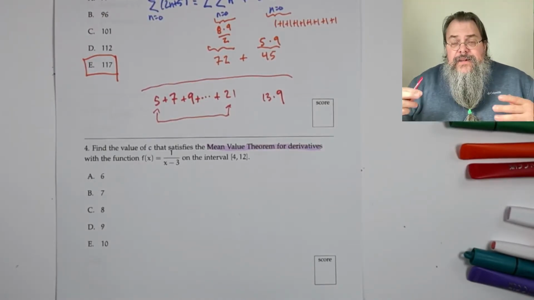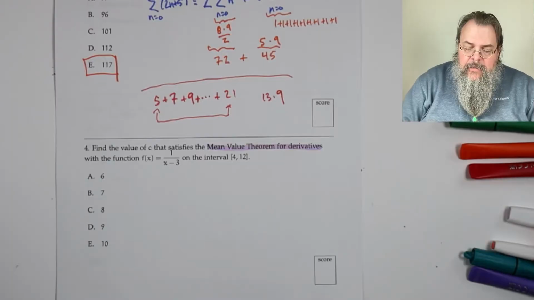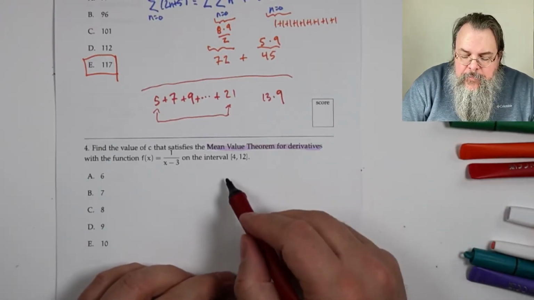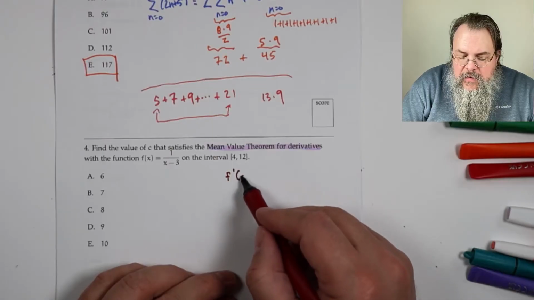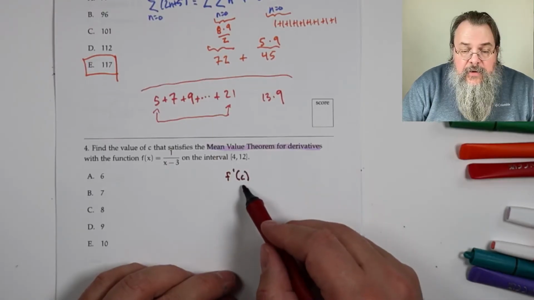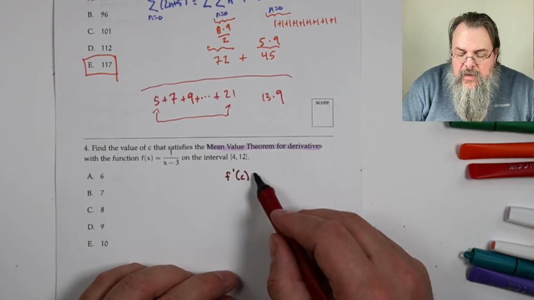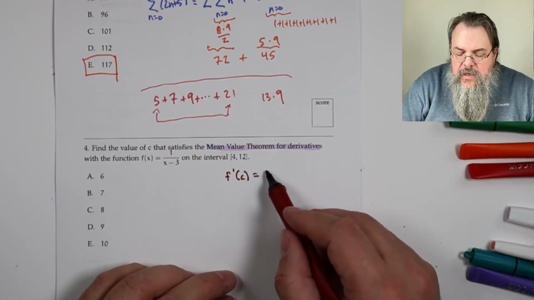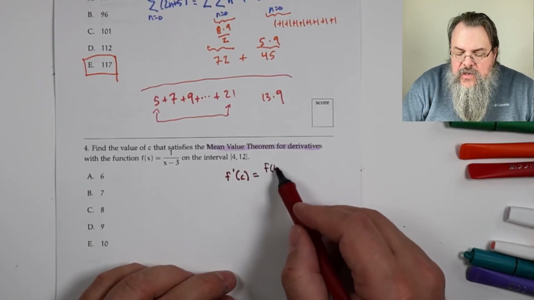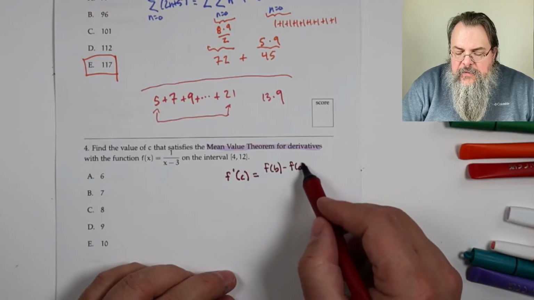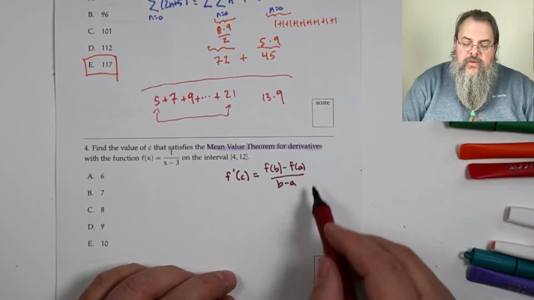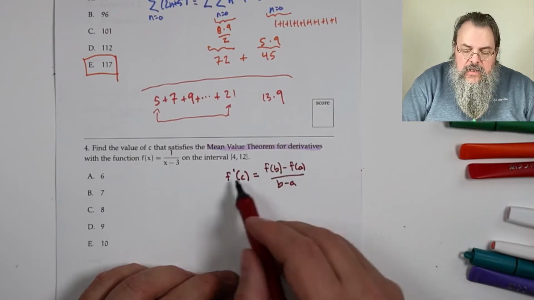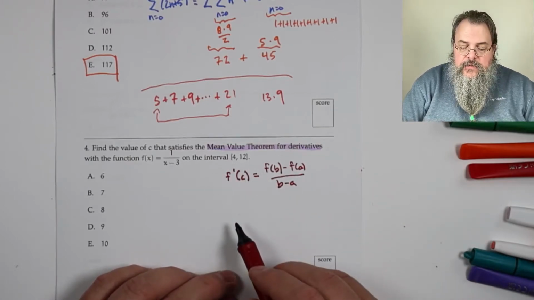Well, mean in this sense is somehow average. Well, okay, so what's going on? Well, it says there is some C. So this is what we're trying to find. F prime of C, which is equal to the average rate of change. So in other words, f of b minus f of a over b minus a. That's the mean value theorem. So average rate of change, the instantaneous rate of change.